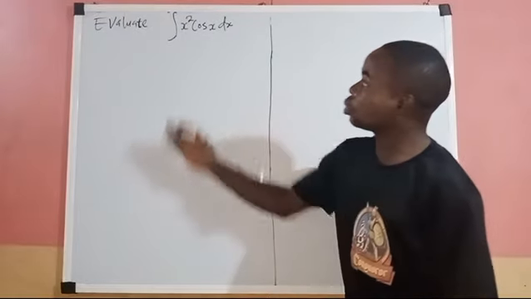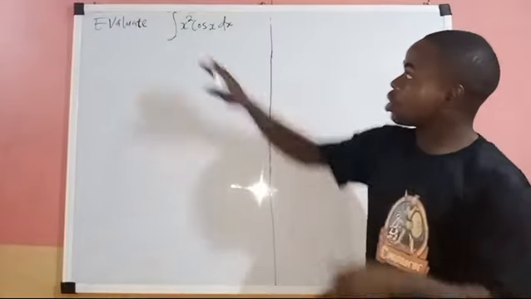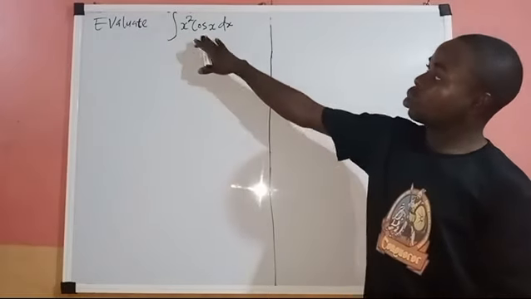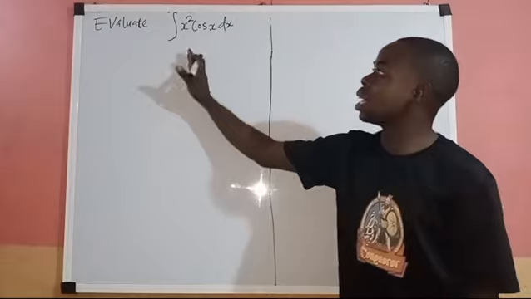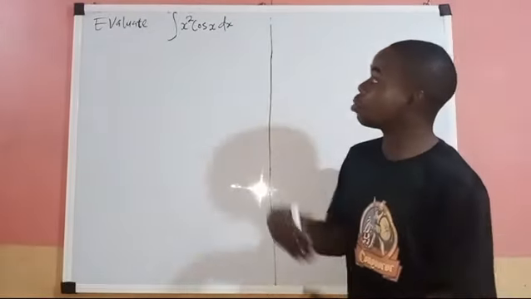Welcome to Online Maths Hub. Today we have this problem to solve on the board, and of course you can see we are going to be integrating the product of these two functions. We have a polynomial and also a trigonometric function right there. So how are we going to be solving it?